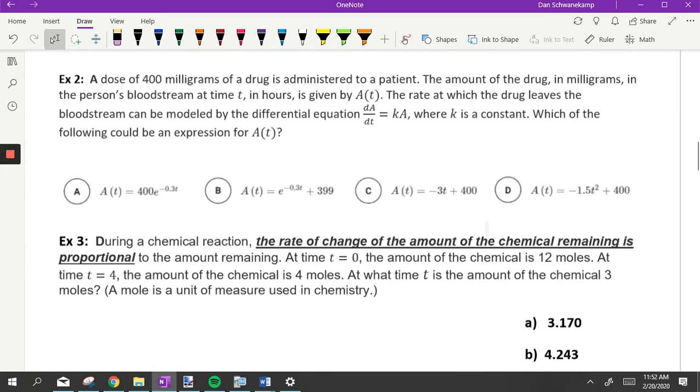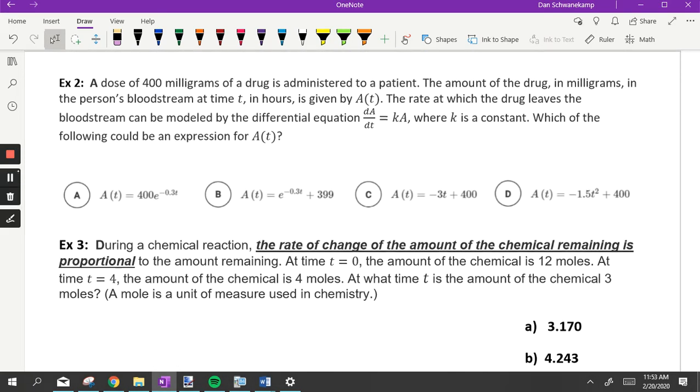Try example 2. See if you can do the same. Show me with your fingers. 1 for A, 2 for B, 3 for C, 4 for D. What you get? We're seeing a lot of ones. Let's make sure that that is true.